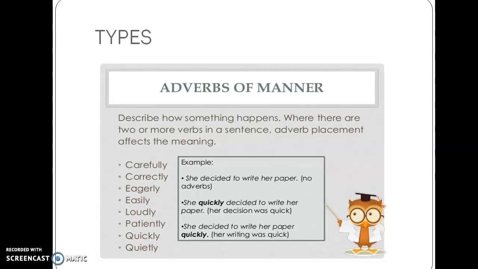So, she decided to write her paper. Now let's fix an adverb here. She quickly decided to write her paper. Or you can also say, she decided to write her paper quickly. How did she write? Quickly. So these are some kinds of adverbs of manner which tell you how an action is done. He ran fast. How did he run? Fast. She writes slowly. How does she write? Slowly. So these are all adverbs of manner, and mostly adverbs of manner end with ly, and they are most of the time placed towards the end of a sentence.